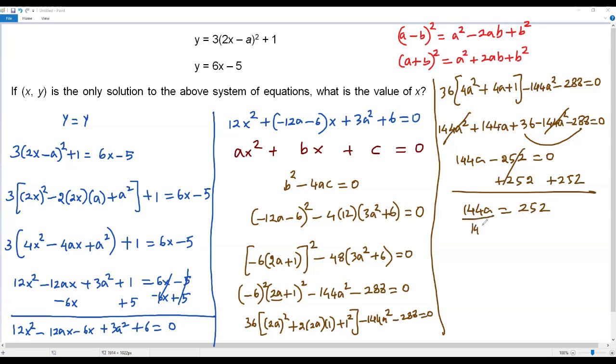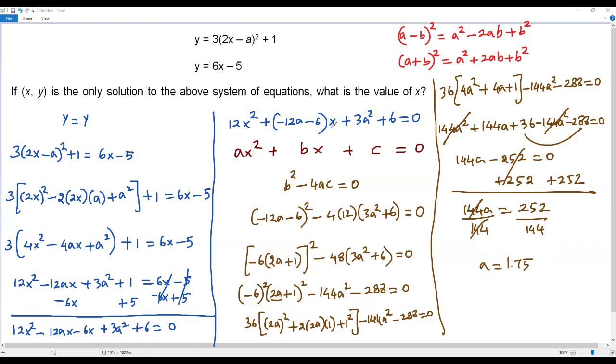Now I divide both sides by 144. When I do so, this 144 cancels. A equals, when I divide this 252 by 144, I'm getting 1.75. Okay, now I got the value of the unknown constant a, that is 1.75. So now what I have to do is in this equation, I have to plug in a equals 1.75 over here, and then I'll be getting a quadratic equation in the variable x. So then I have to solve for x.